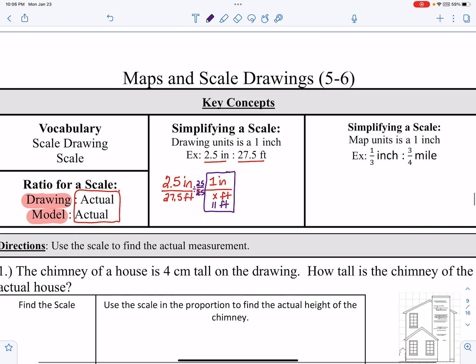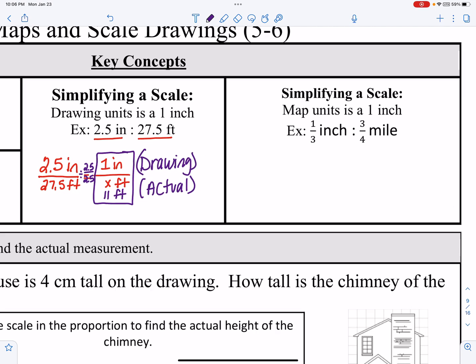And that's the actual order. And I'd like you to write this. So 1 inch of a drawing is 11 feet actual. And that's the order for scale that we're doing. So let's go ahead and look at maps.